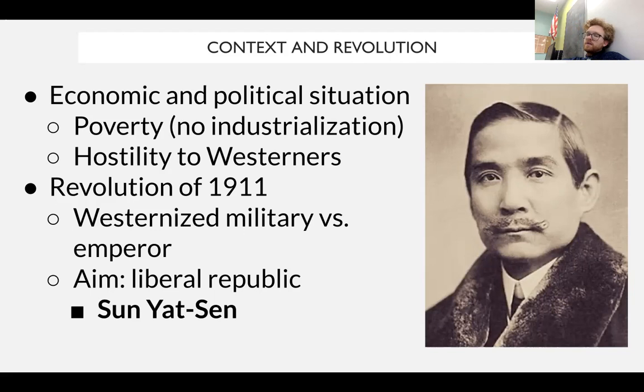Anyway, we are going to see this hostility to the Western presence in China by the end of the Qing dynasty. And the Qing government is largely doing nothing in the way of encouraging industrialization or encouraging an end to poverty.